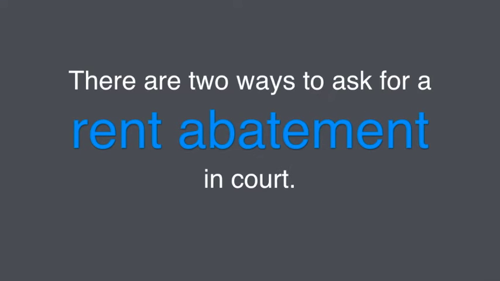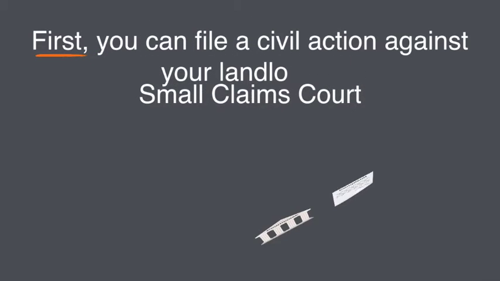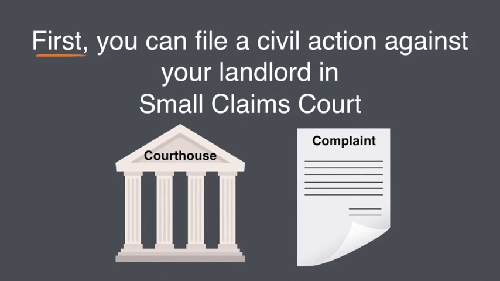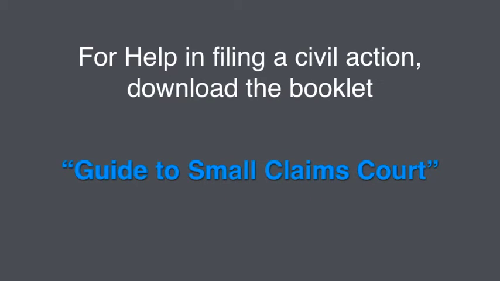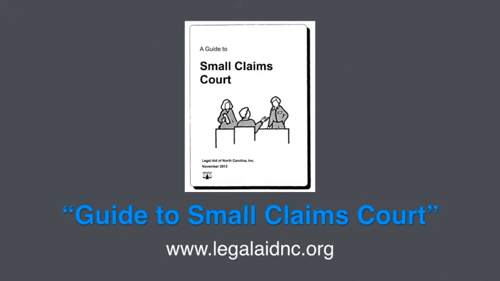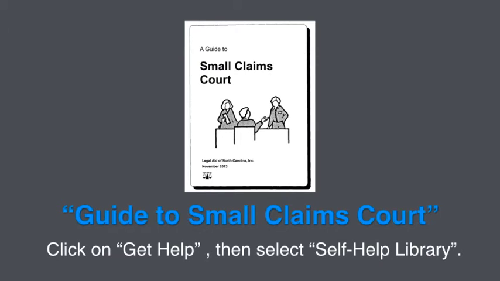There are two ways to ask for a rent abatement in court. First, you can file a civil action against your landlord in small claims court. For help in filing a civil action, download the booklet Guide to Small Claims Court at www.legalaidnc.org. Click on Get Help, then select Self-Help Library.